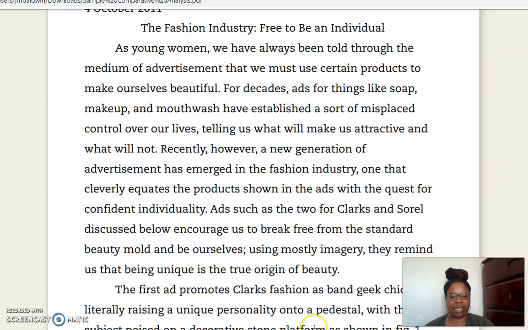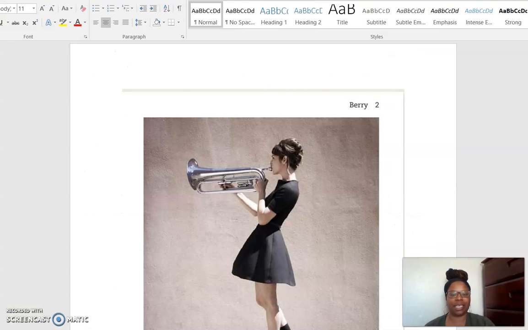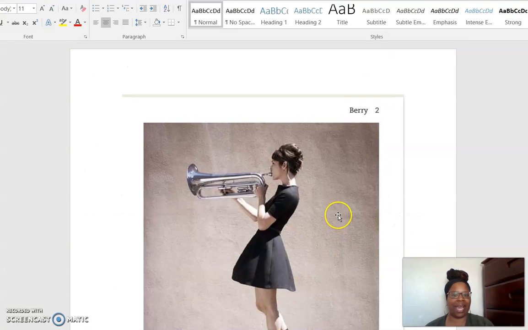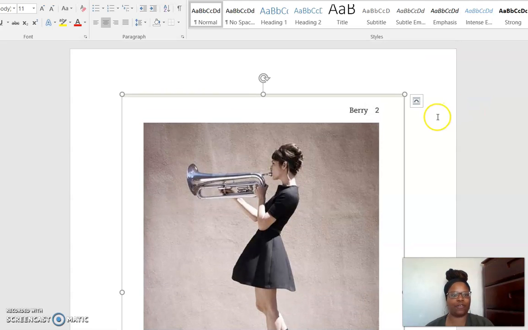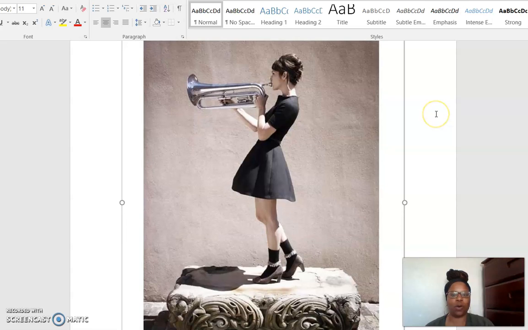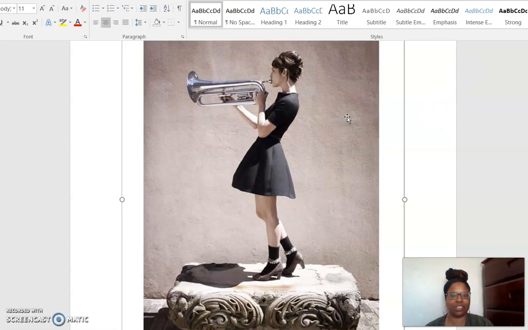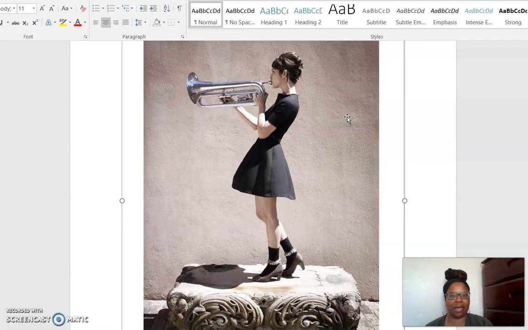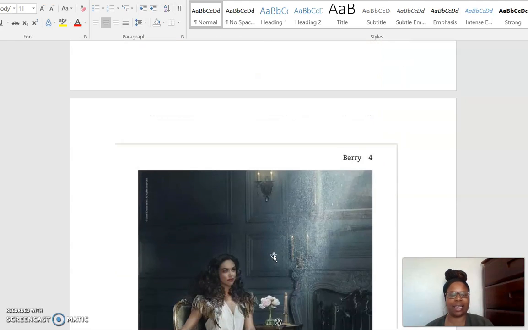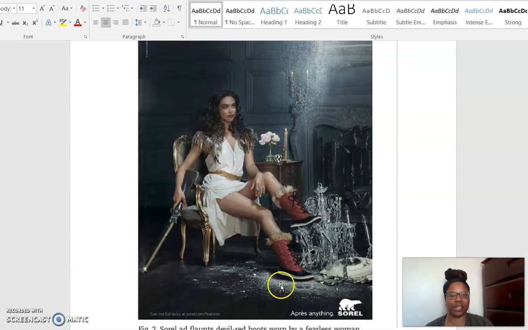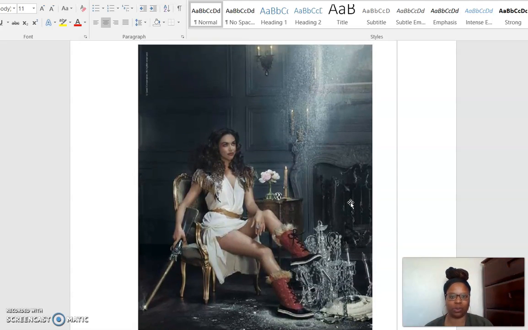Now, this essay, I'm going to click over here really quickly, is analyzing these two ads, and this is on Moodle for you as well. So these are two advertisements for shoes. One is for Clarks shoes, and this is the image that the writer is going to be talking about. That's the advertisement for those shoes, quite literally. And then the second advertisement is for Sorel boots, and this is the advertisement. So these are the print advertisements that this writer is working with, okay?